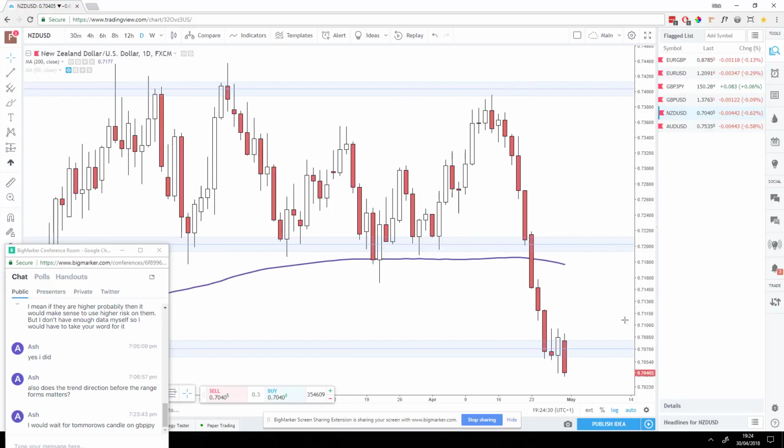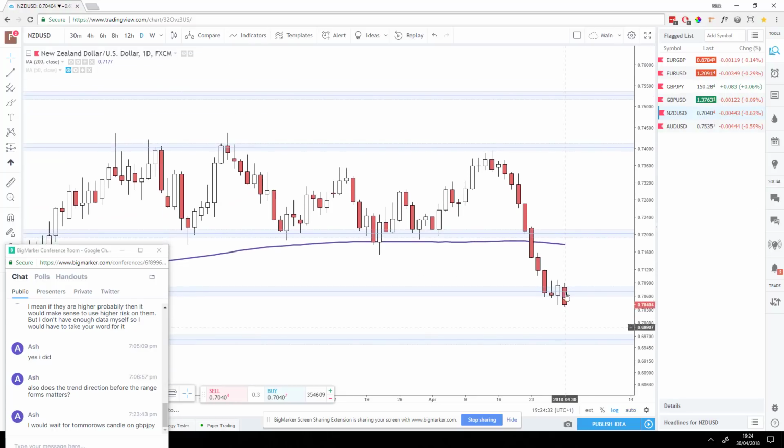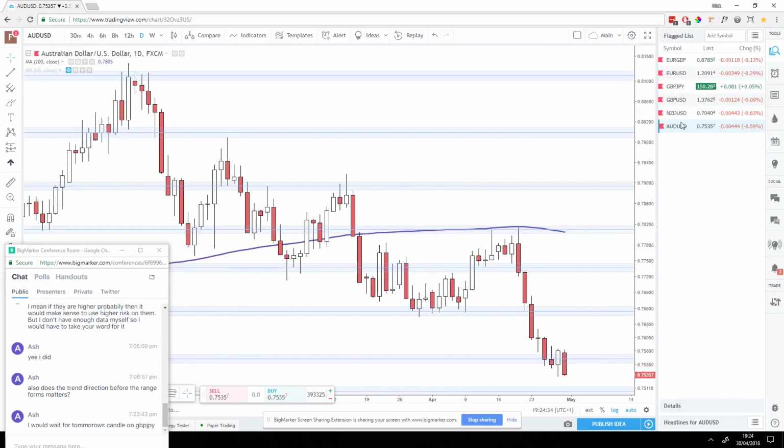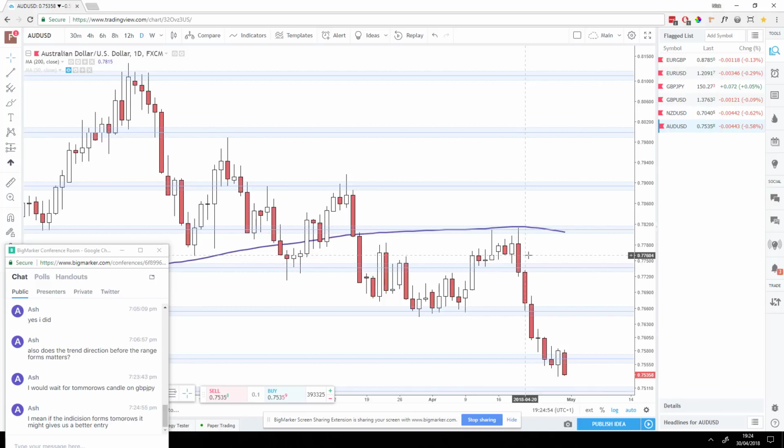New Zealand USD, maybe a continuation. Let's see how that plays out. AUDUSD, maybe a continuation. Let's see how that plays out. But these two are not that great. GBPUSD, top of the list. The others, EURGBP, EURUSD, GBPJPY look decent. New Zealand USD and AUDUSD, we're just going to keep an eye on them and see how they develop. Are there any questions?